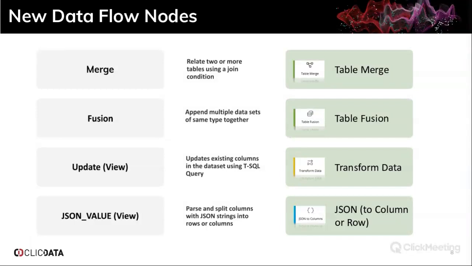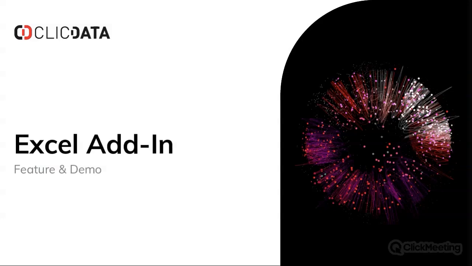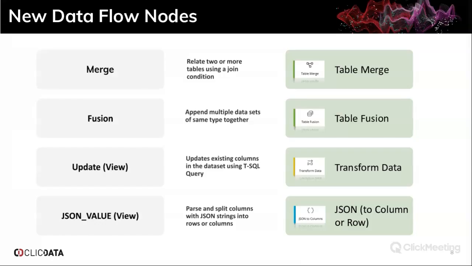Just as a summary here, we're going from the old merge to what we now will call the table merge in Dataflow, which is the new node that relates 2 or more tables using a join condition. The fusion, which is the ability to append multiple data sets of the same type together, will now be referred to as table fusion within Dataflow.